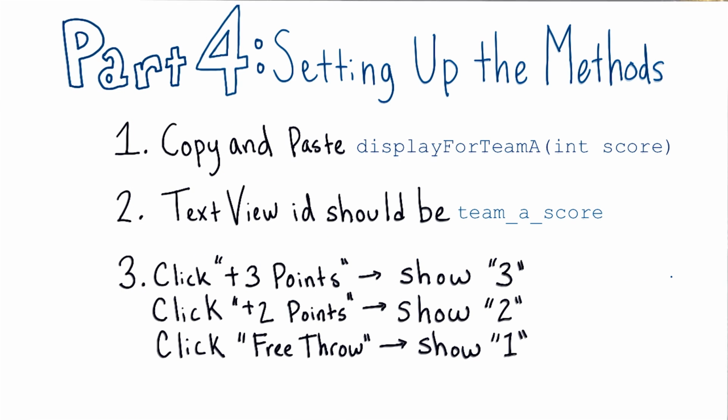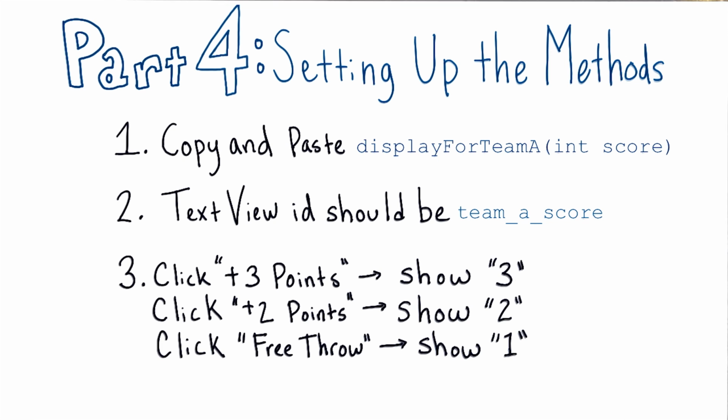Okay, now for the fun part. So I'm not going to give you instructions about how to do this, but I will link you to some videos where Catherine did very similar things. I want you to give the following behavior. When the +3 points is clicked, it should show 3. When +2 points is clicked, it should show 2. When free throw is clicked, it should show 1.